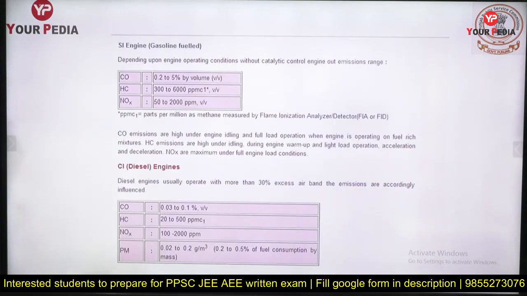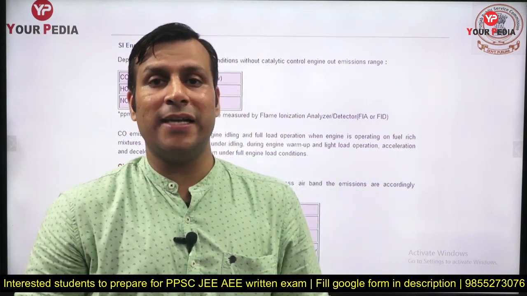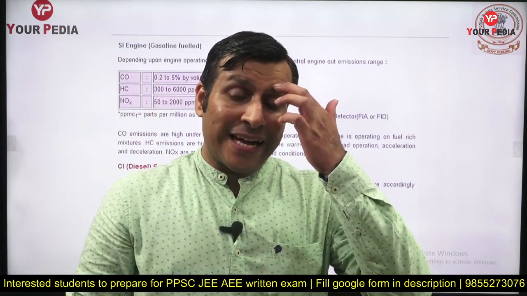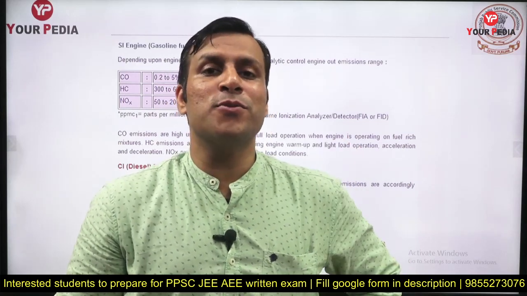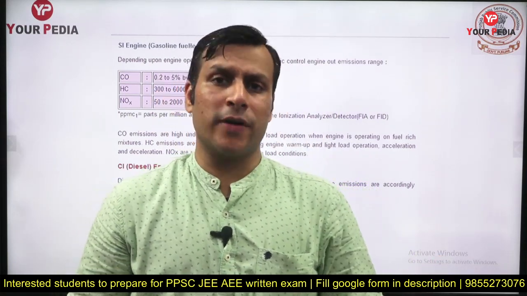So guys, in today's class we majorly had a discussion related to the different fuels and different pollutants which we get from SI engine and CI engine. In the next class we will have a discussion related to the treatment of the pollution, the exhaust emission which we get from SI and CI engines. In the third class we will focus on the environmental impact like acid rain, photochemical smog, ozone depletion and greenhouse effect. Those topics we will discuss in the third class.